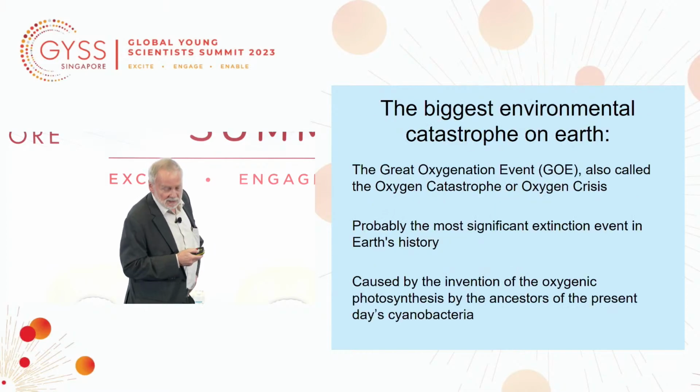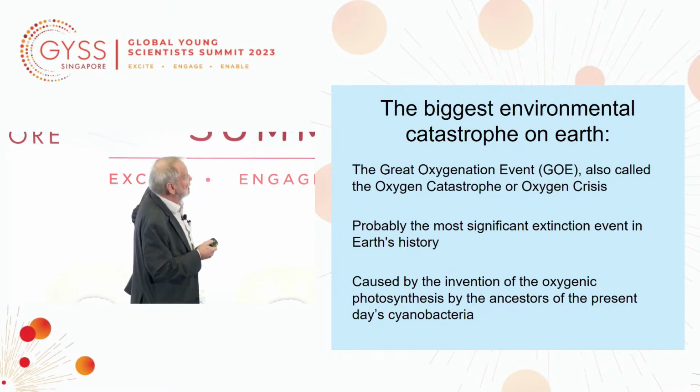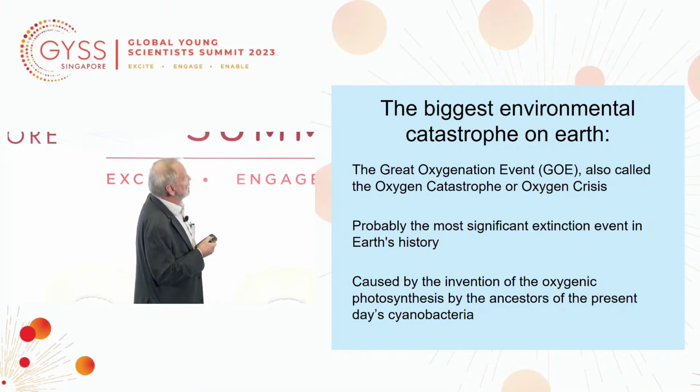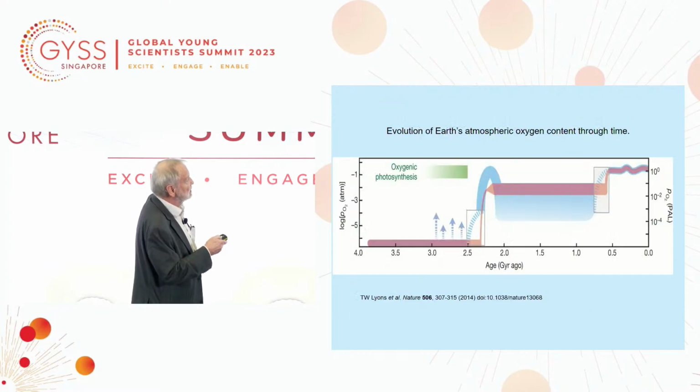Now I change gears and come to the suggested title of my talk. We talk about the great oxygenation event, also called the oxygen catastrophe or the oxygen crisis. It was the most significant extinction event in Earth's history, and it was caused by the invention of oxygenic photosynthesis by the ancestors of today's cyanobacteria.